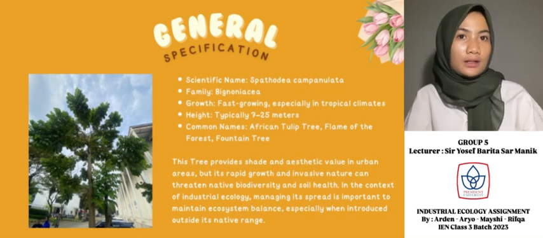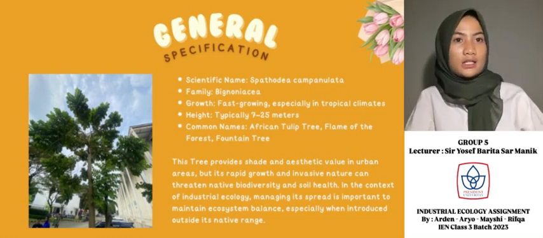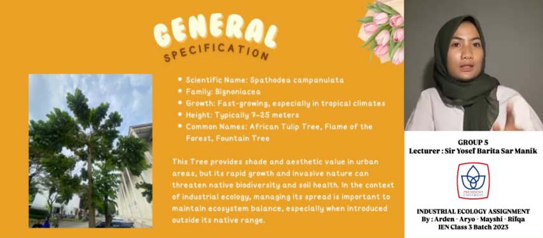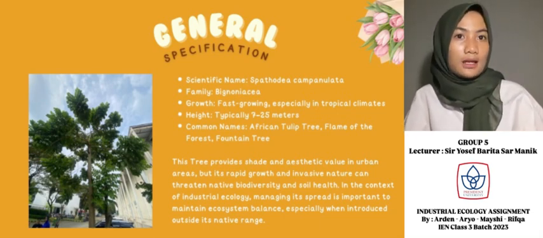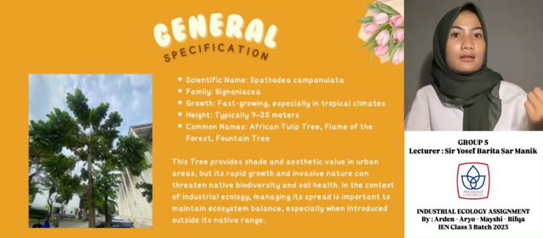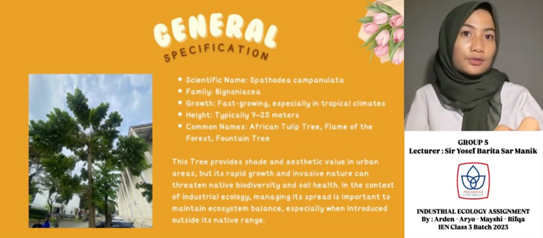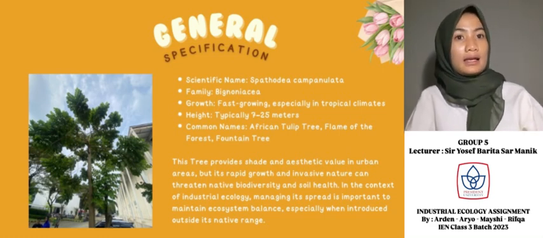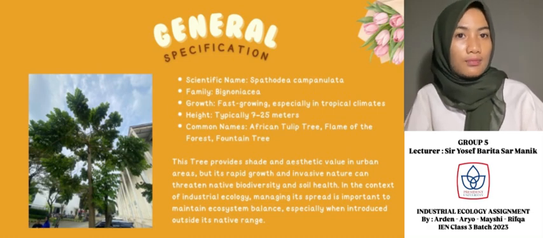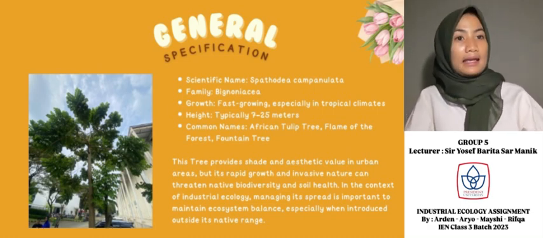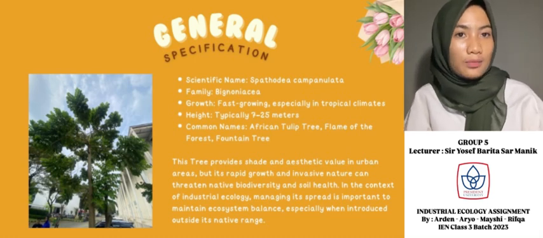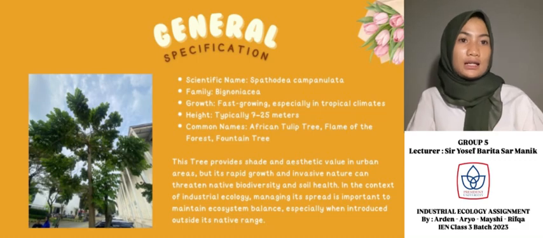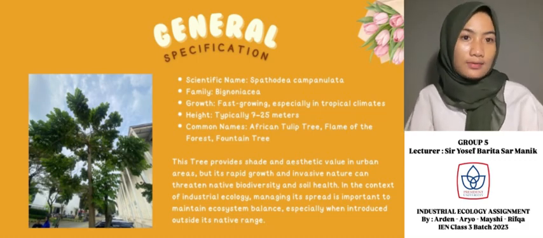The scientific name, as I already mentioned, is Spathodea campanulata, of the family Bignoniaceae, with fast growth, especially in tropical climates. The height is typically 7 to 25 meters, and it is commonly named African tulip tree, flame of the forest, and fountain tree. This tree provides shade and aesthetic value in urban areas, but its rapid growth and invasive nature can threaten native biodiversity and soil health. In the context of industrial ecology, managing its spread is important to maintain ecosystem balance, especially when introduced outside its native range.